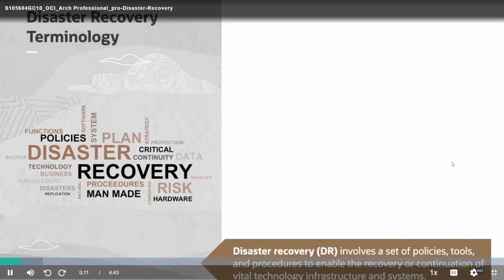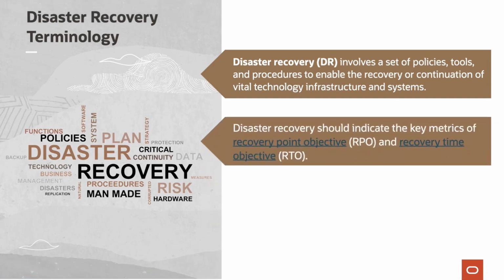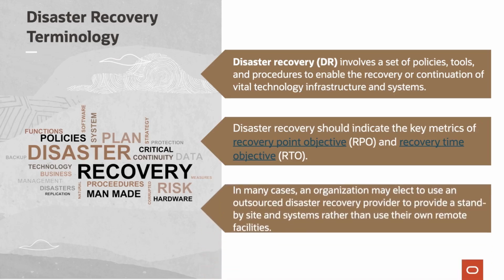Disaster recovery is the method used by organizations to regain functionality after a disrupting event. It covers the methods and plan involved to restore the environment. The key metrics for disaster recovery are Recovery Point Objective, RPO, and Recovery Time Objective, RTO.